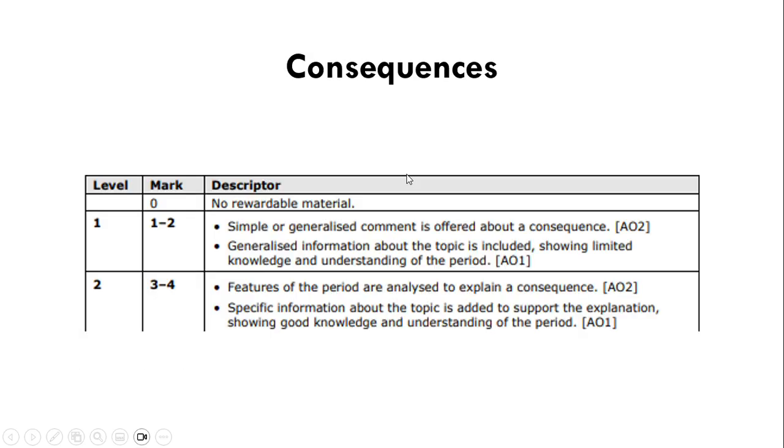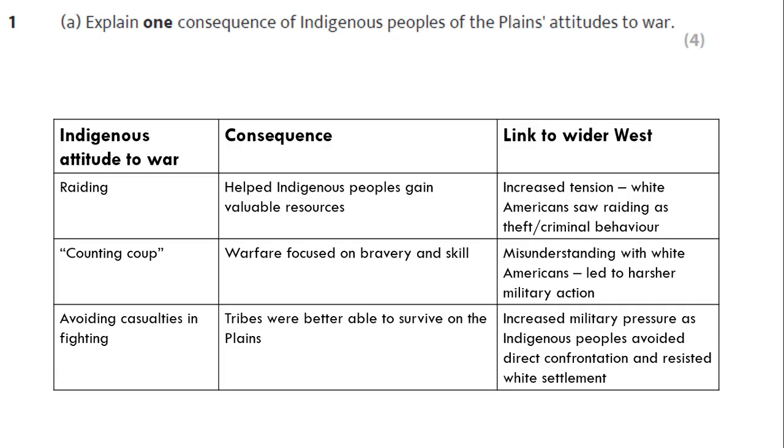Let's start with consequences. As a reminder, this is how your consequences are marked. Level 1 consequences provide a simple or generalised comment with generalised information about the topic, with limited knowledge and understanding. And level 2, which is what you're aiming for, is to analyse features of a period to explain a consequence, not just a comment, and providing specific information to show good knowledge and understanding. Our first consequence then is: explain one consequence of Indigenous peoples of the Plains' attitudes to war.